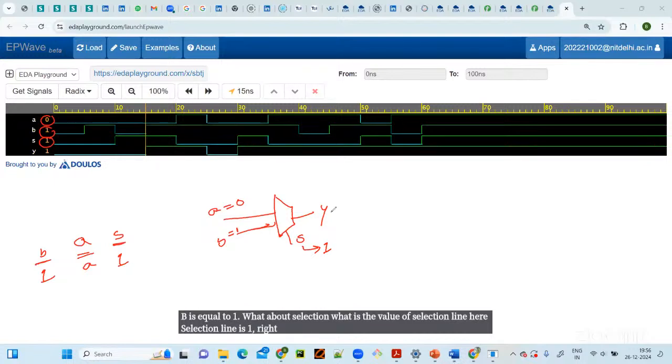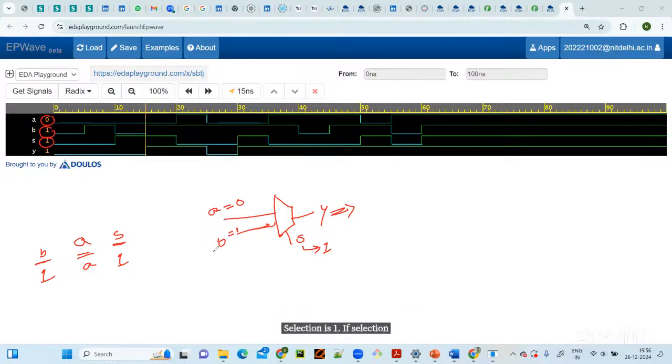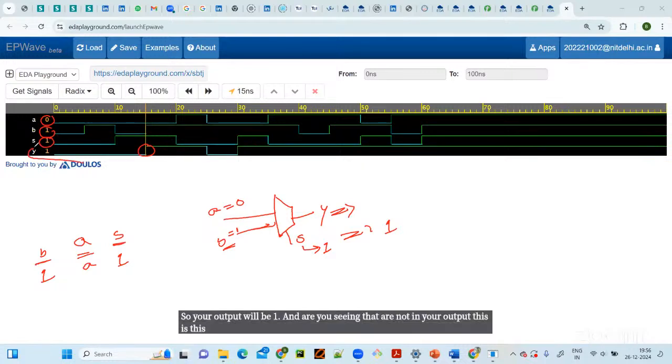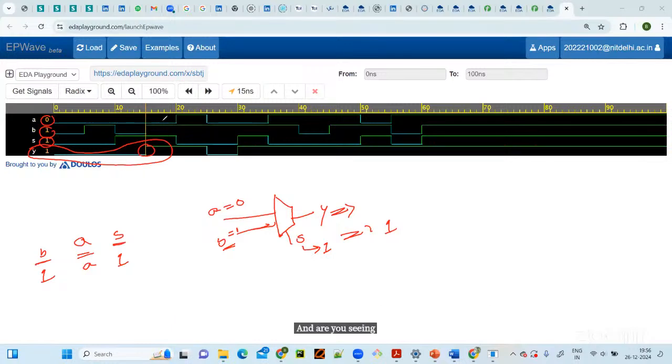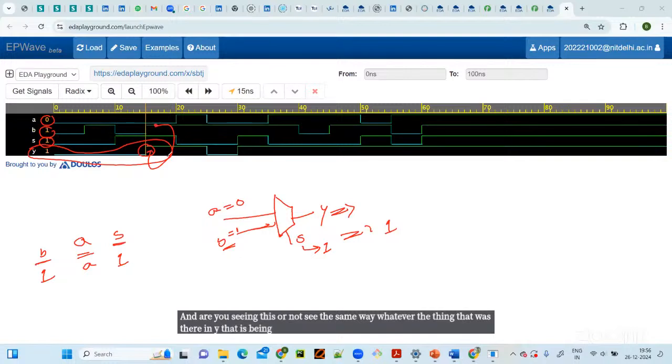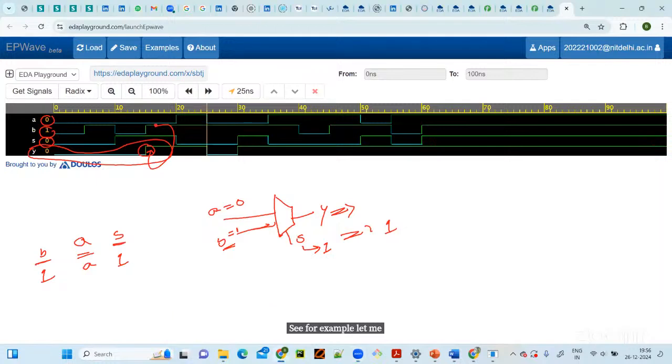For this configuration, what is the value of the output you will be seeing? Selection is 1. If selection is 1, the output will be equal to B, right? What is there in B? 1. So your output will be 1. Are you seeing that in your output? This is your Y. See, whatever was there in B is being propagated to my output Y. That's it. Simple.